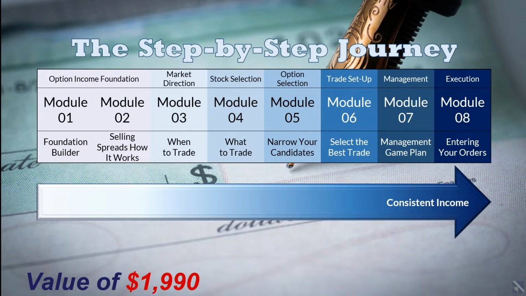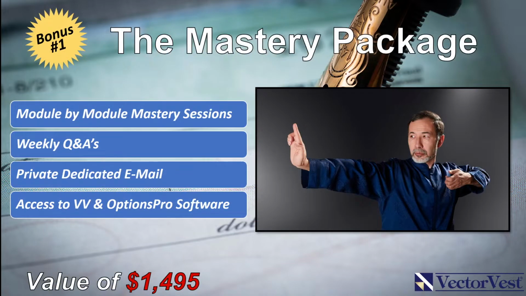Step-by-step training to go from option basics to a full, complete income generating system. Just these training modules alone are worth the price of the course, but I put together some good bonuses for you as well. The first bonus is what we call the Mastery Package. The Mastery Package includes module by module mastery sessions. Each week, we'll have 2 mastery sessions, one dedicated to each module to help you master the course material. Plus on Friday, I'll have an additional live Q&A. That means you'll have 3 live sessions each week, giving you plenty of opportunities to ask questions and get help.